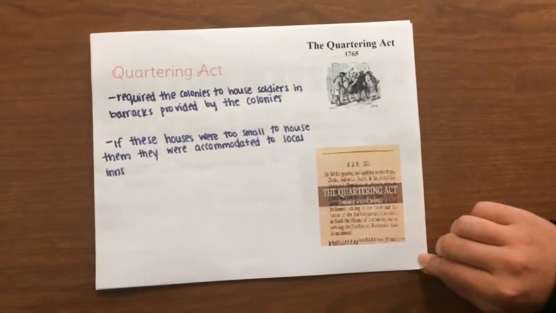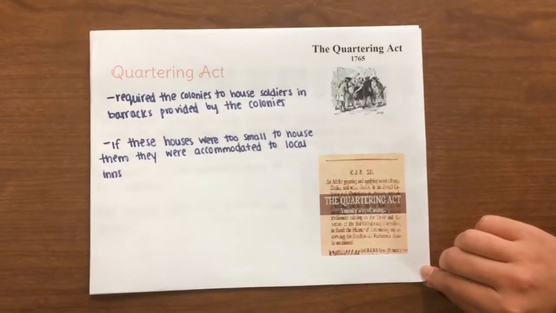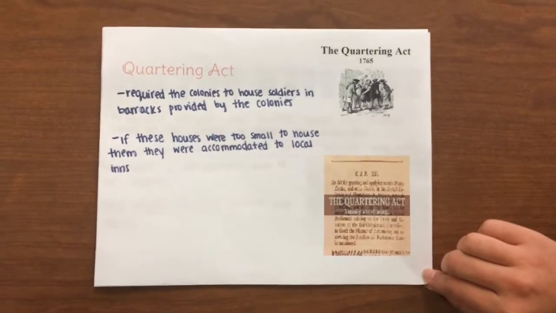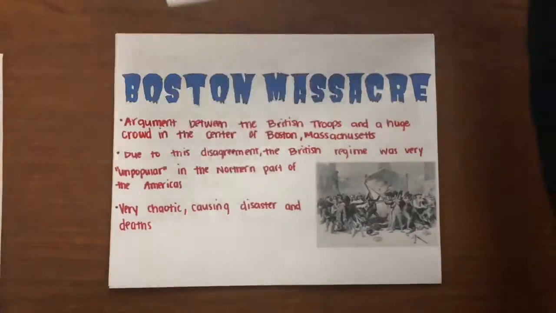The Quartering Act. This required the colonies to house soldiers in barracks provided by the colonies. If these houses were too small to house them, they were accommodated in local inns.